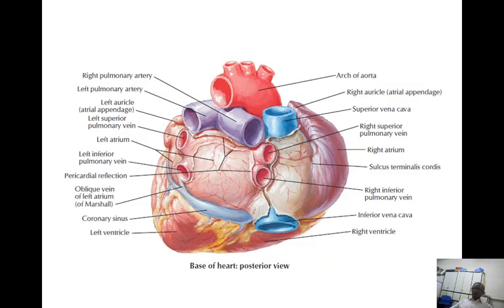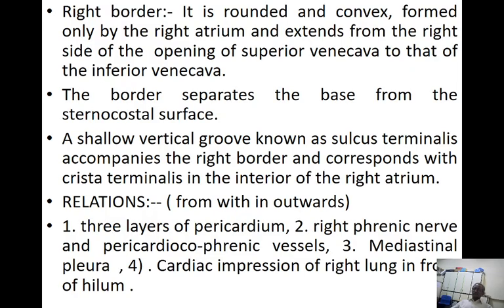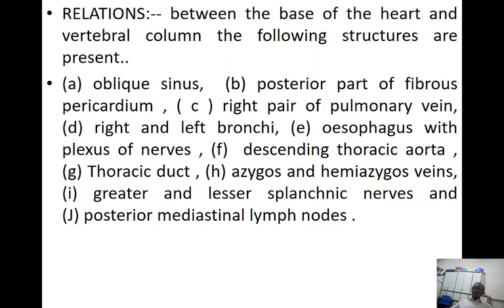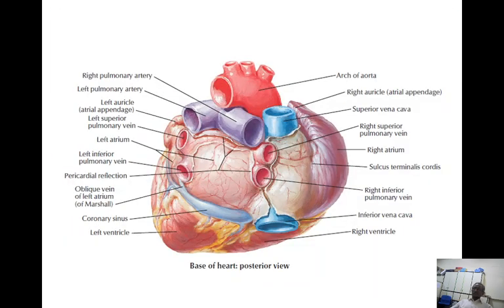This is the right part. See here, the right part of the inferior. Of course, the base of the heart is two-thirds by the left atrium and one-third by the right atrium, with four pulmonary veins. Okay, that's all.